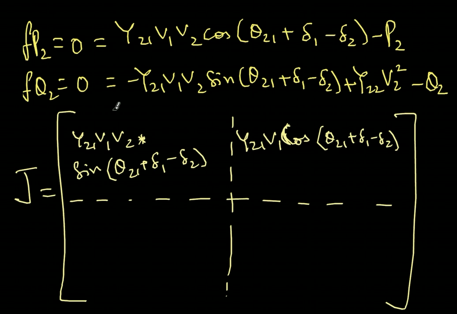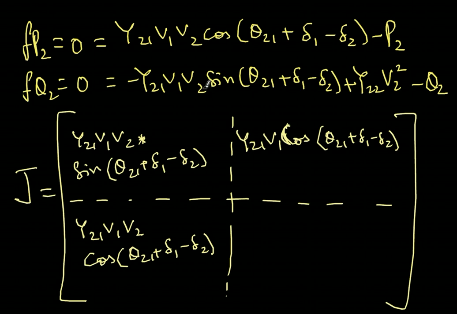Now what is the differentiation of the second function with respect to delta 2? Differentiation of sine is cos, but then because there is a minus sign, that minus sign will cancel this minus sign. So I get Y21 V1 V2 cos of theta 21 plus delta 1 minus delta 2. So this is one expression I got. Here there is no delta 2, so this is constant, and this is also constant, so there will be zeros. Now differentiate this function with respect to V2.